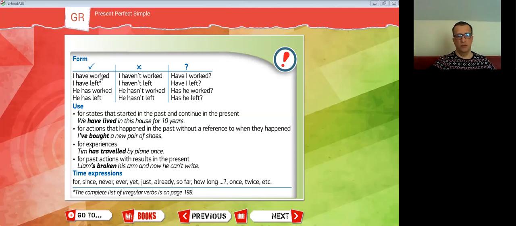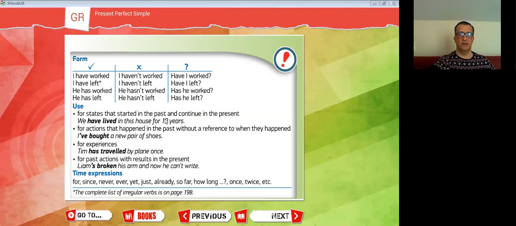So, if we go on with the use, this means kullanım or usage. We use it for the states that started in the past and continue in the present. Geçmişte başlamış ve bugüne kadar devam etmiş bir durumu anlatıyor. For example, we have lived in this house for 10 years. This means that 10 years ago, we started to live in this house. And we lived for 10 years. It is now 10 years, and we are still in this house.